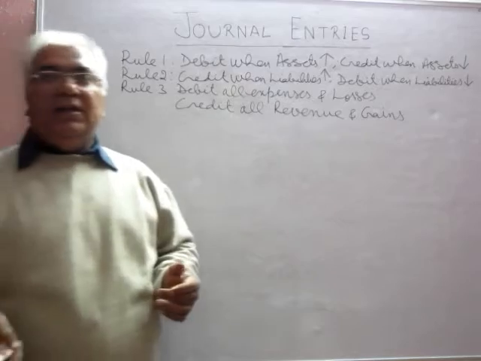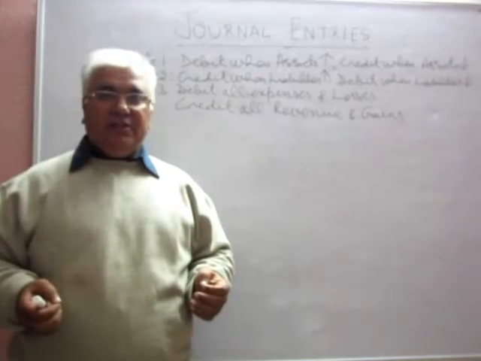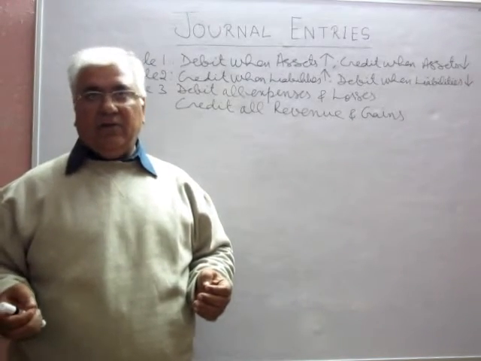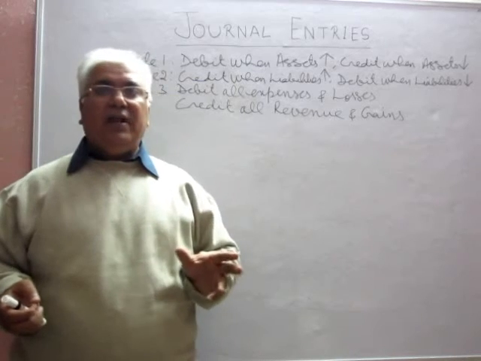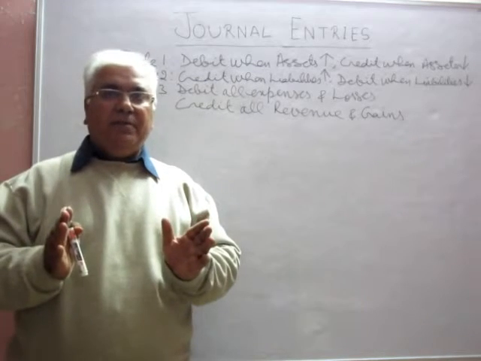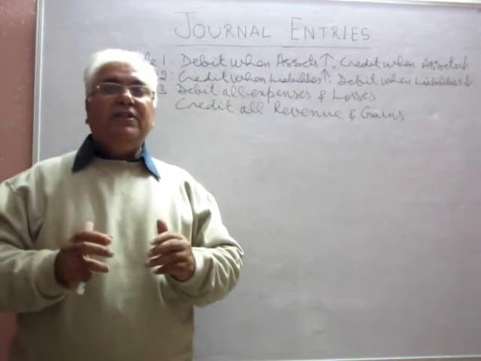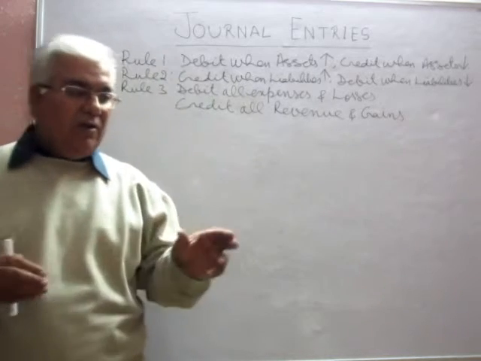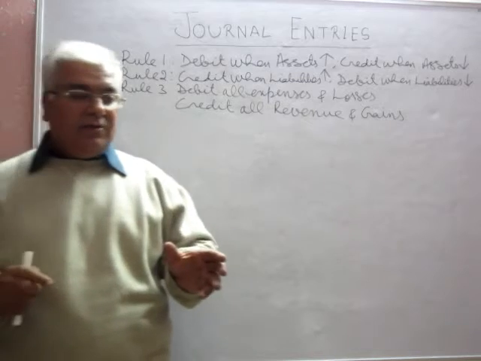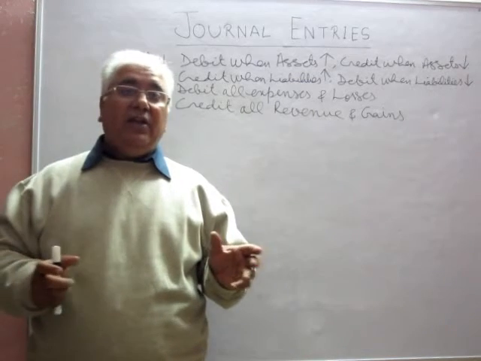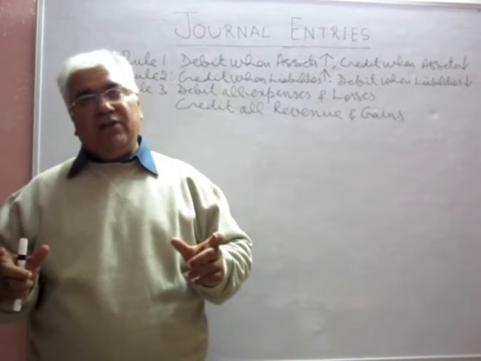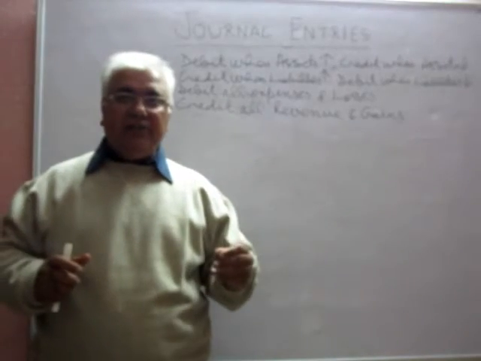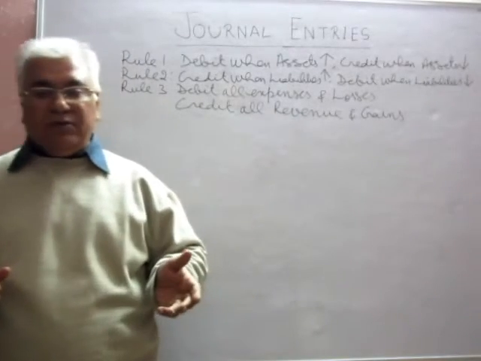First is, Ram started business with cash. I am not going to write the amounts because that won't serve the purpose. We just want to know which account is to be debited and which account is to be credited. Now, Ram starts business with cash. In this case, two accounts are involved: one, cash, and the other, Ram's account.